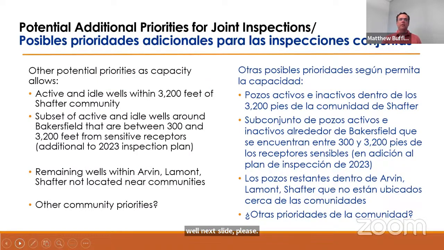Depending on our agency's capacity, there are other opportunities we would like to explore with the community. Some ideas for further joint inspection efforts include doing joint inspections on active and idle wells within 3,200 feet of the Schaffner community, inspecting a subset of active and idle wells around Bakersfield that are between 300 and 3,200 feet, so it would be outside of the critical well inspections that the district already plans to do. Or another possibility is to look at the remaining wells within Arvin, Lamont, and potentially Schaffner that aren't located or previously identified. And of course, we're really looking forward to discussing other community priorities, and we want feedback from you as we develop our joint inspection plans.